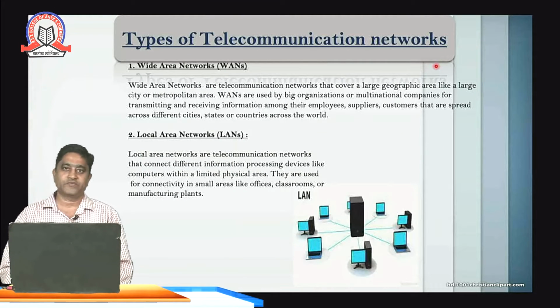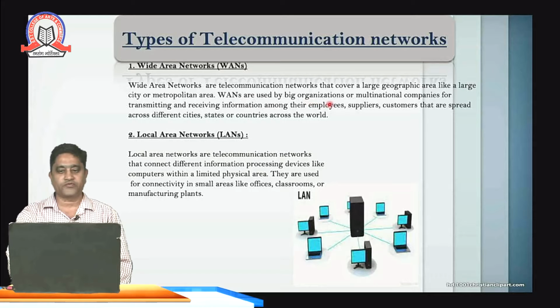You are aware of these two very well-known words, WAN and LAN. Coming to the types of telecommunication network, the first and most popular is WAN, the wide area network. Wide area networks are communication networks that cover a larger geographical area, like a city or metropolitan area. Metropolitan areas are those cities designated as metropolitans in a particular state.